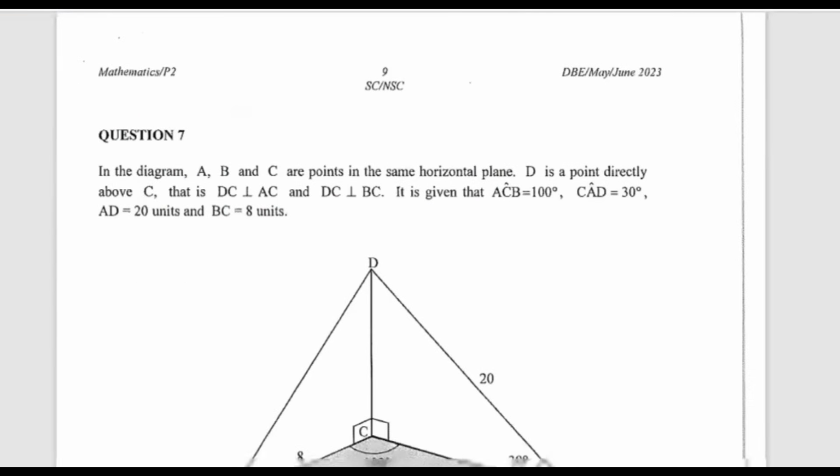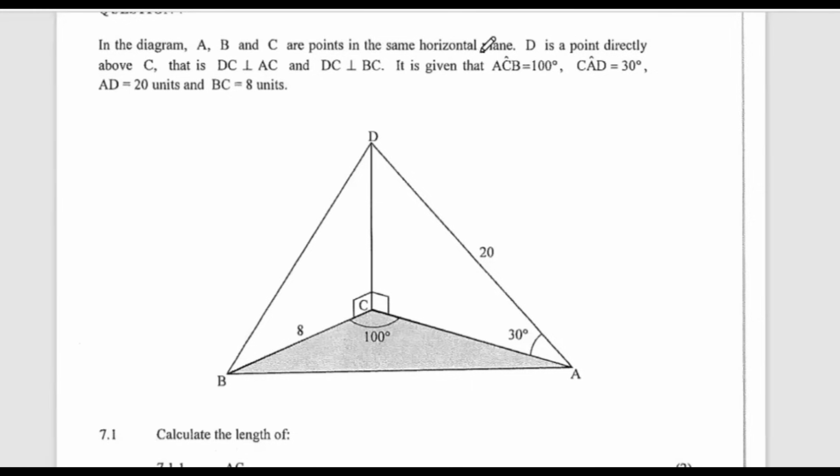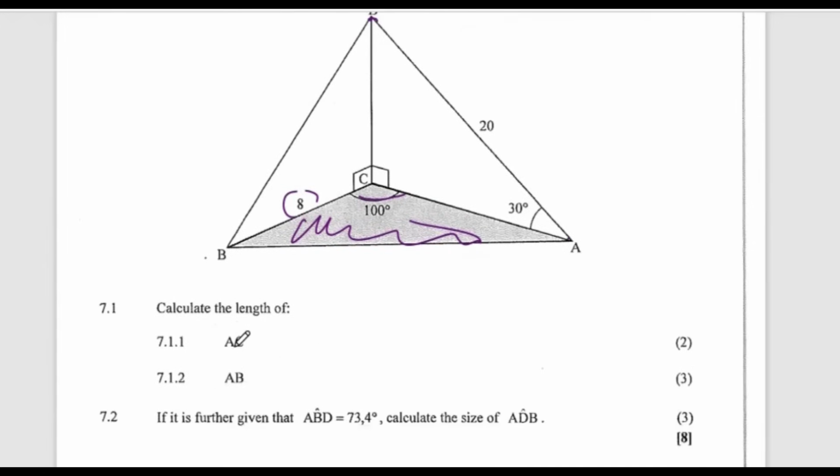Then question 7, they are telling us in the diagram A, B, C are points in the same horizontal plane. Horizontal is just the same flat surface, a plane on its own. D is a point above C, such that DC makes a 90 degree angle with AC, and the same with BC. It's given that ACB is 100, CAD is 30, AD is 20, and BC is 18. So everything is indicated for us. Then they want us to get the length of AC.